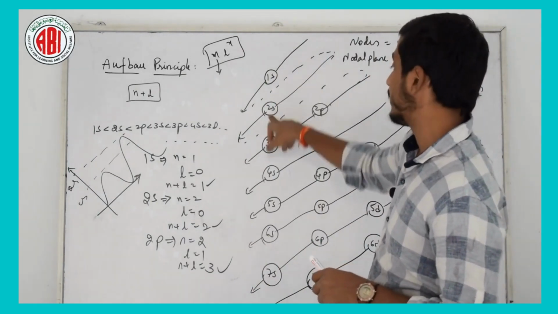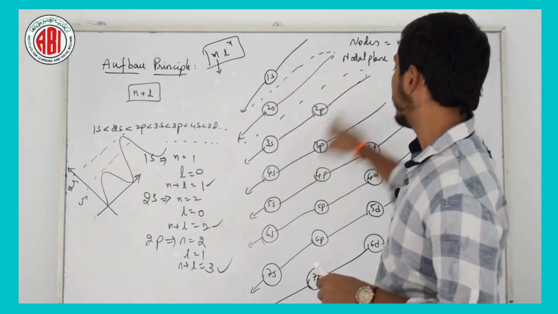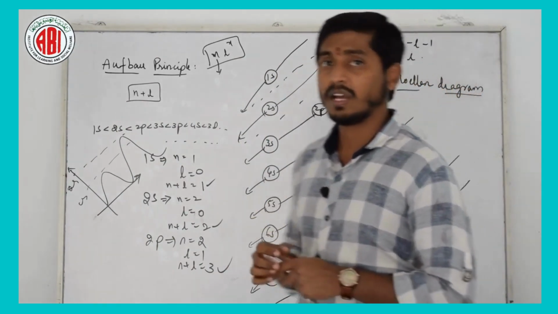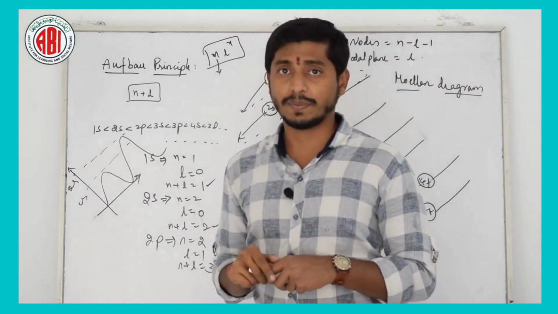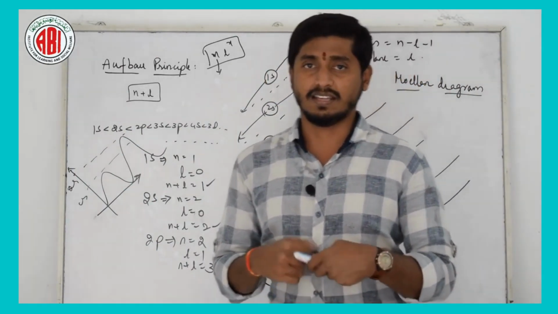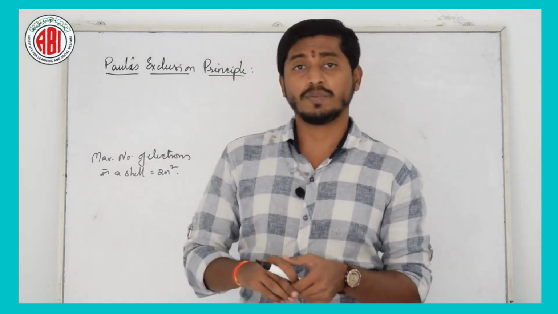That is 1s, then 2s, then 2p, 3s, then 3p, 4s, then 3d, 4p, 5s, like that. Okay, is it clear about Aufbau principle? Is it right? Now let us move on to the next theory. The next is Pauli's exclusion principle.